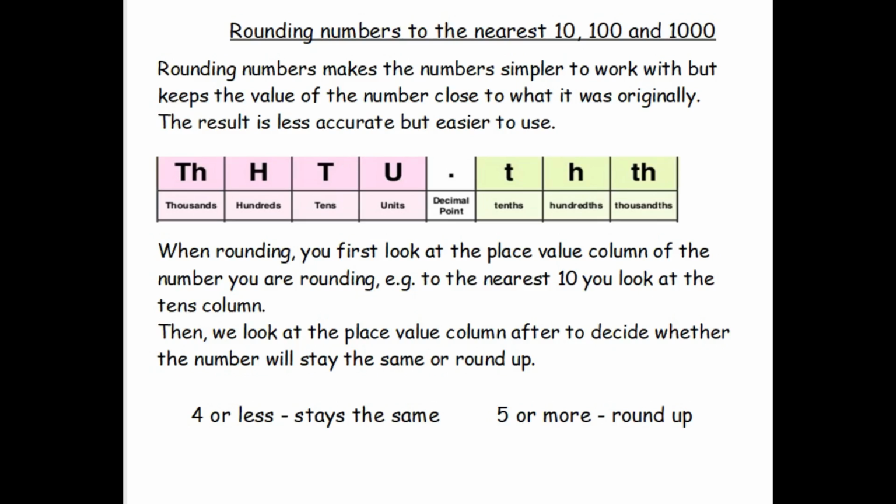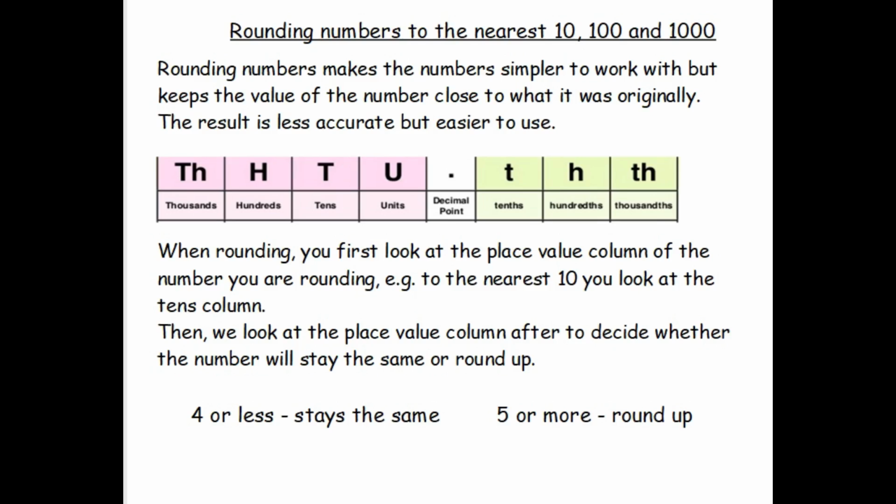When rounding, our place value is very important. So firstly, you look at the place value column of the number that you are rounding. So if you are rounding to the nearest 10, for example, you find your tens column in the number. Then we have to look at the place value column after it. So if we were rounding to the nearest 10, we would need to look at our units. This would help us decide whether our number will stay the same or round up.